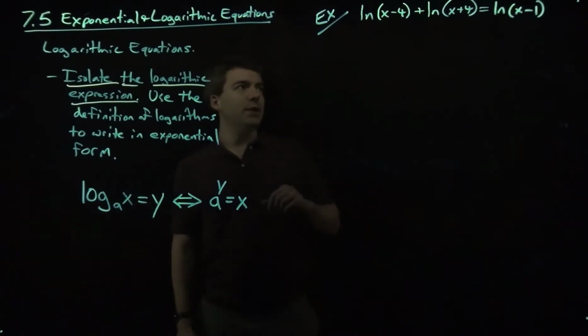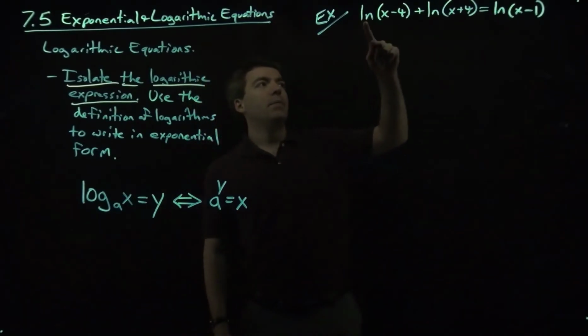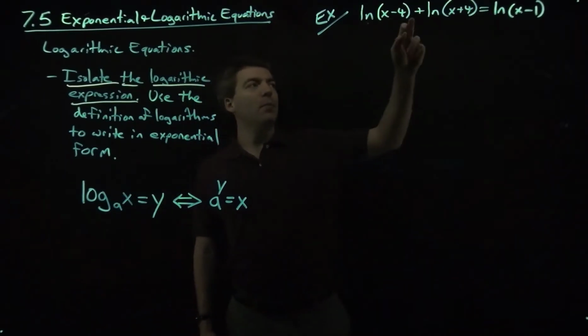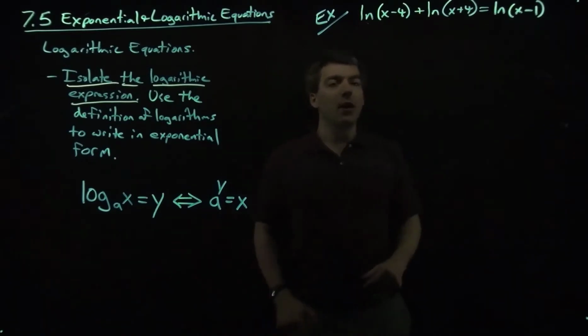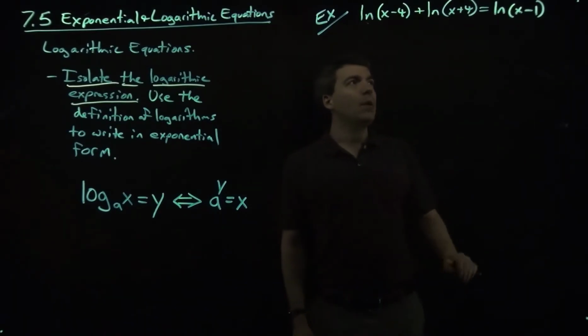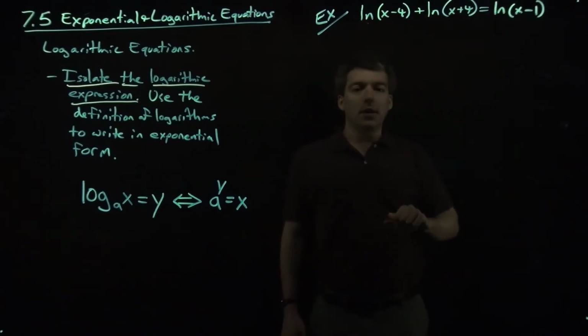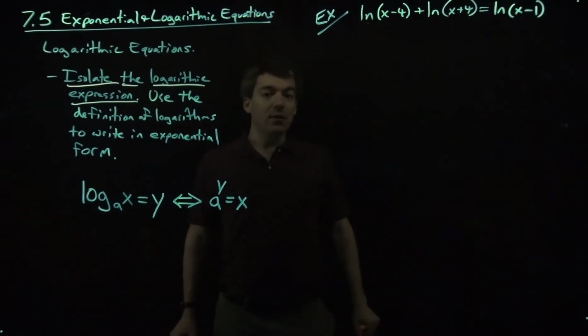Okay, let's look at this equation. We have the natural log of x minus 4 plus the natural log of x plus 4 equal to the natural log of x minus 1. Okay, many logarithms, all natural log. We'll want to combine those into a single logarithm.